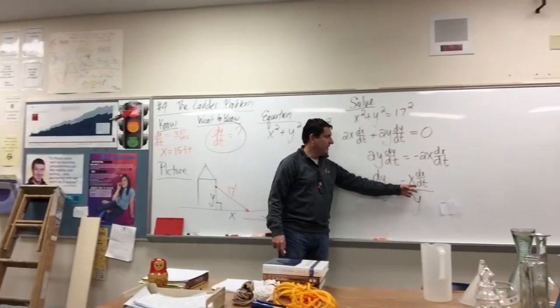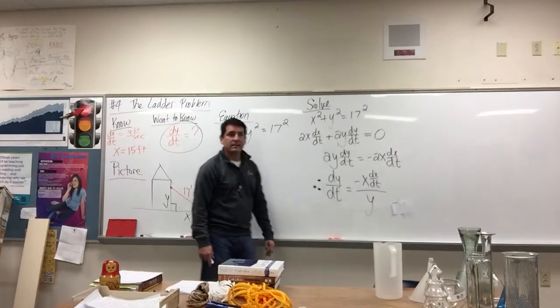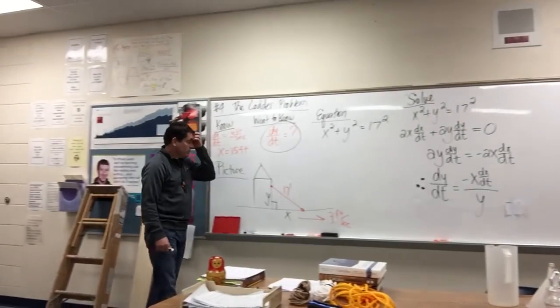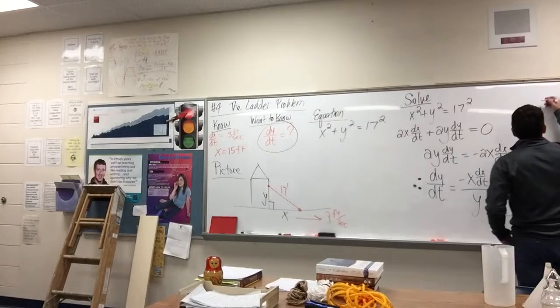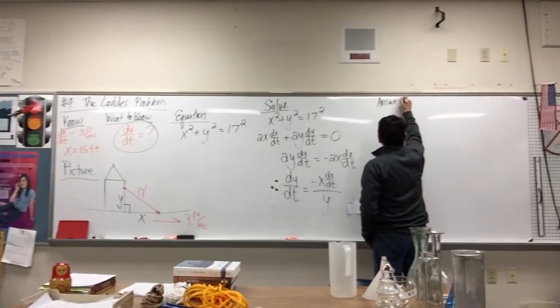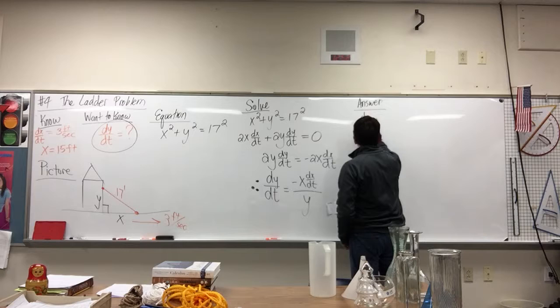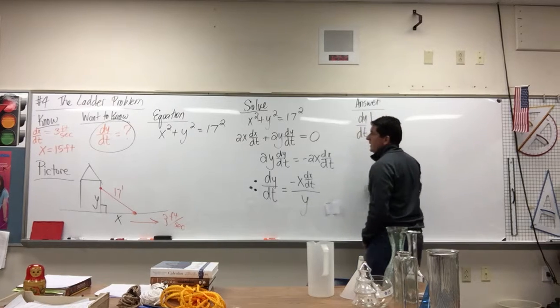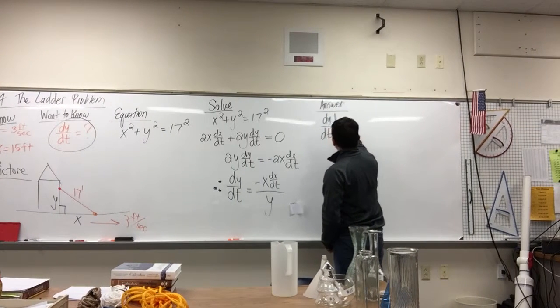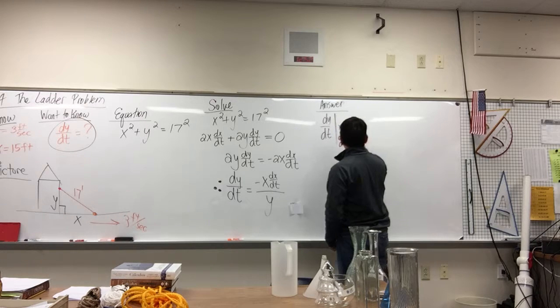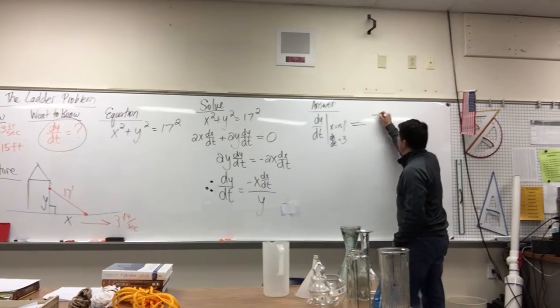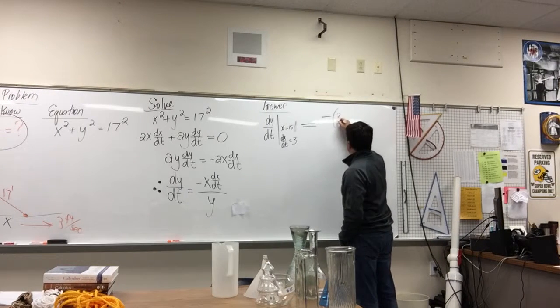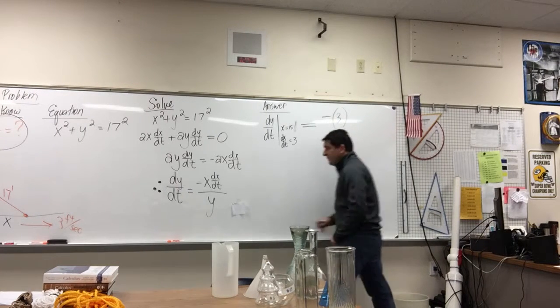Okay, I got negative x dx/dt over y. The 2's can cancel. So that means for this particular problem, our answer comes from taking dy/dt and evaluating it at x equals 15 and dx/dt at 3. So what does this give us? Negative 15.